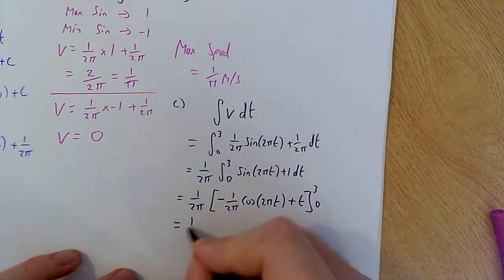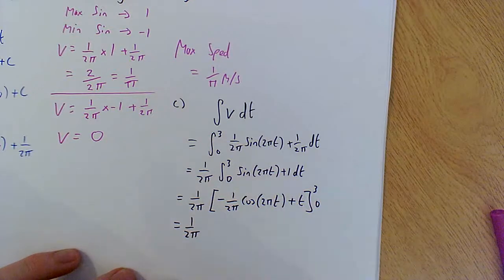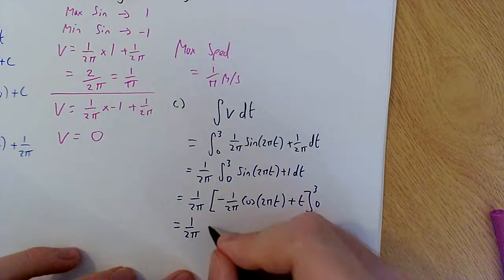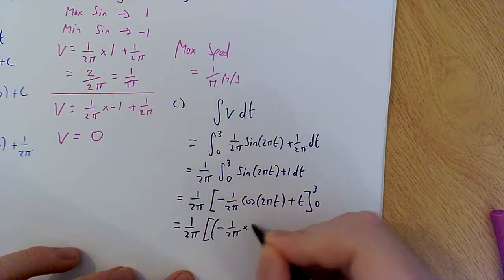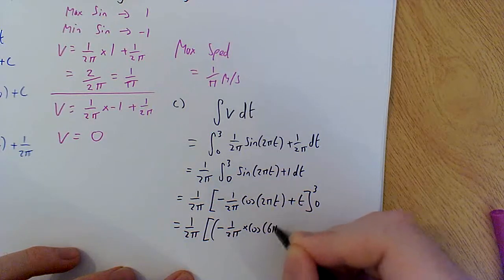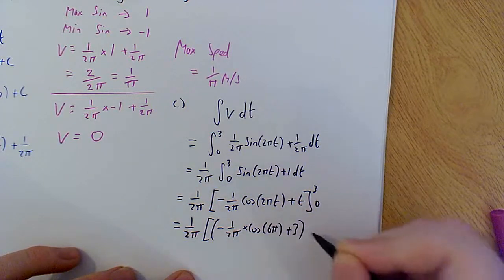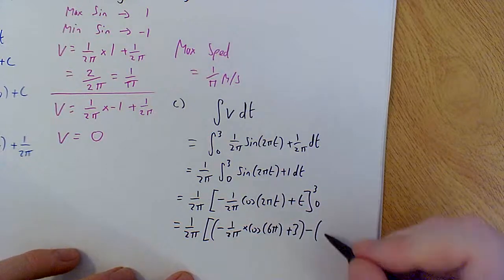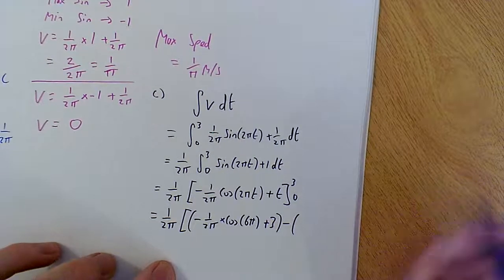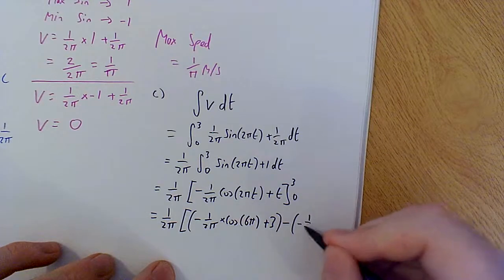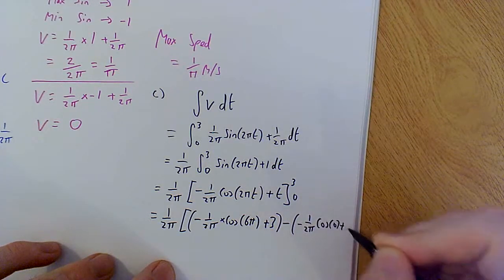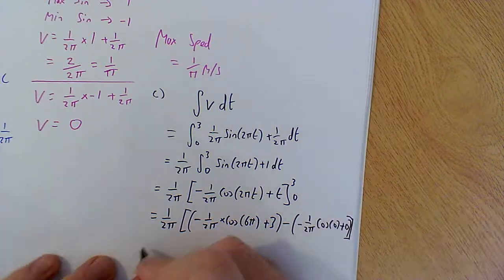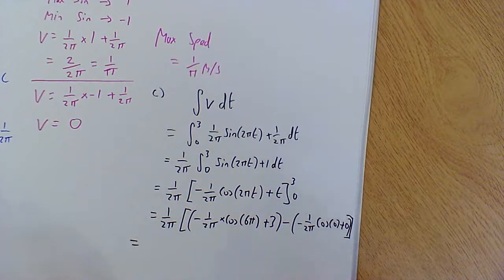Then all I have to do is substitute in those two values. So I have to put 3 in and I have to put 0 in. When I substitute 3 in, we're going to get minus 1 over 2 pi times cos of 6 pi plus 3, and then we need to subtract what happens when we put 0 in. So it's going to be minus 1 over 2 pi cos of 0 plus 0. So let's work that out.